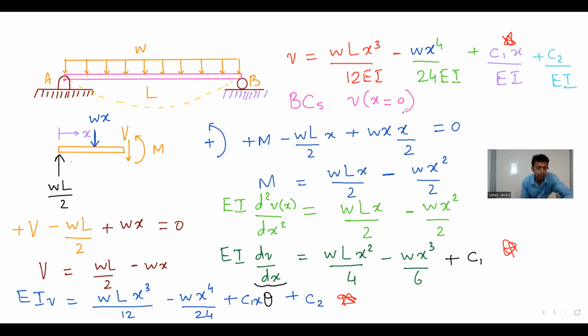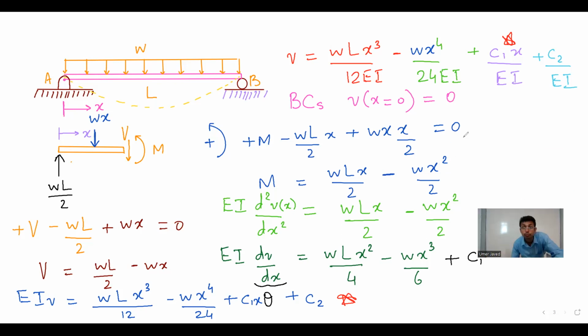So just to be clear, what is my coordinate axis? This is my x, okay? So V at x equal to 0 is equal to 0 as one of the students told us. And the other boundary condition is V at x equal to L is equal to 0, right? Okay. So these are your boundary conditions.